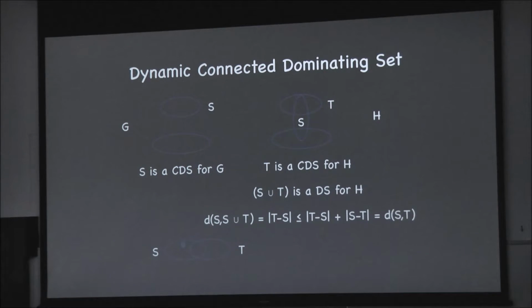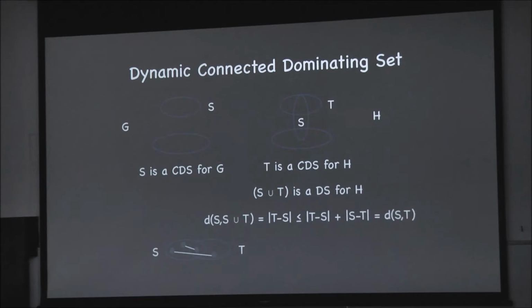It's not necessarily connected in G. We don't care about G anyway. Okay. Now let us consider a vertex in S that is not in T. Since T is a dominating set for the entire graph, it has to be adjacent to some vertex in T. This is true for any vertex in S that is not in T.